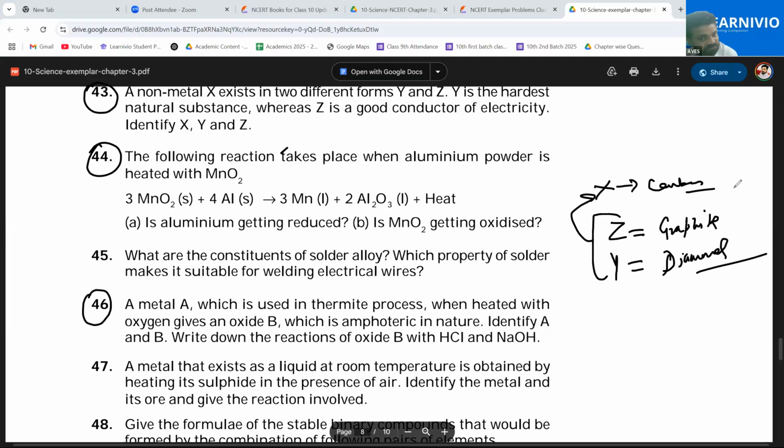So have you done question number 44? MnO2 when reacted with aluminium will give you Mn plus Al2O3 plus heat. Okay.